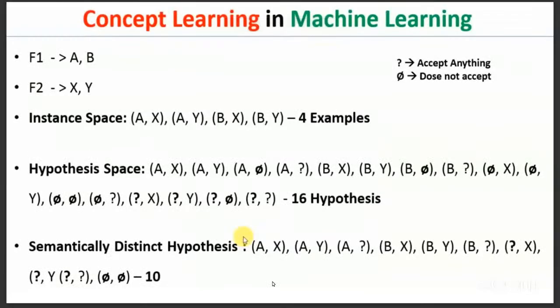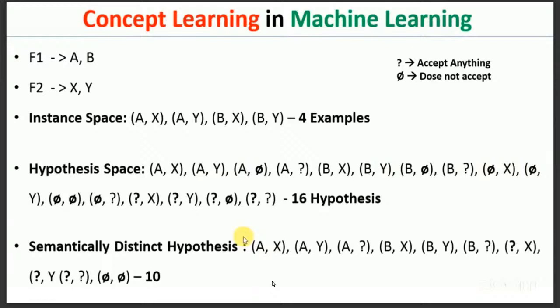Now, for example, let's say these are the two columns, F1 and F2. The F1 column has two values, A and B. The F2 column has two values, X and Y. Now what are the possible combinations you can generate out of it? Multiplication, the Cartesian product: AX, AY, BX and BY. Four combinations.